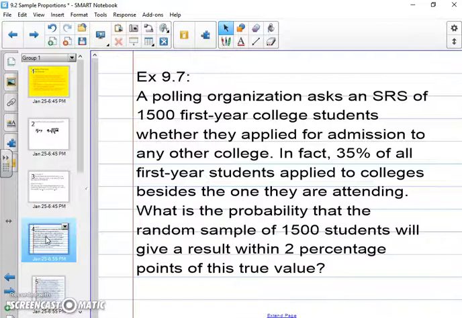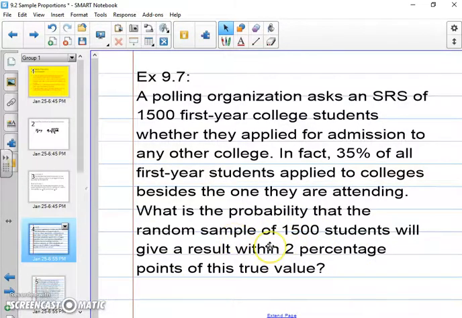Now here's the first example that I'm going to cover today. This talks about first year college students, and they want to know how many of them apply to colleges other than the ones they're attending. They're doing a simple random sample of 1,500 first year students, and they want to know what is the probability that the random sample of 1,500 students will give a result within 2 percentage points of this true value.